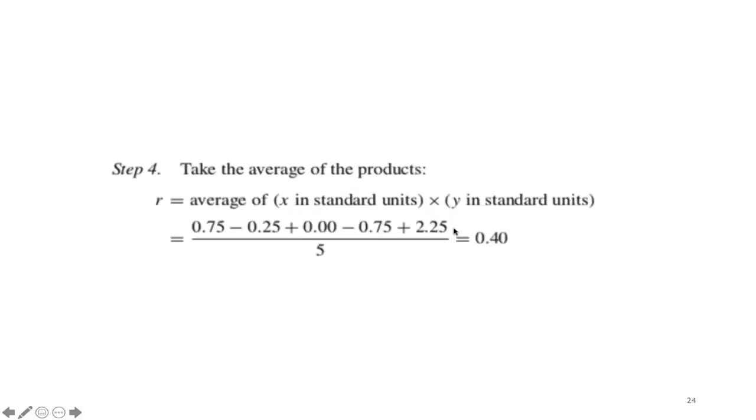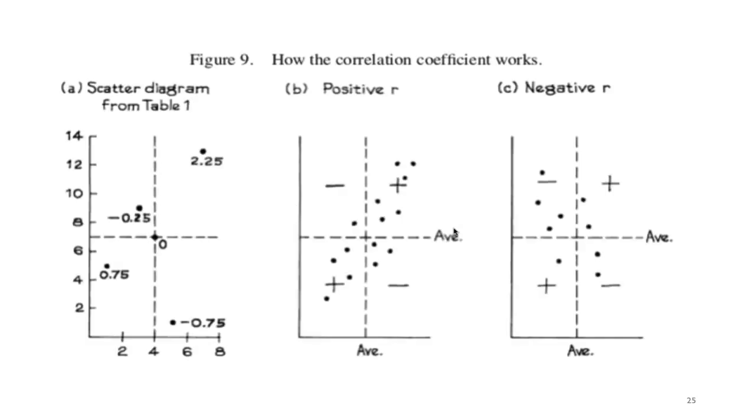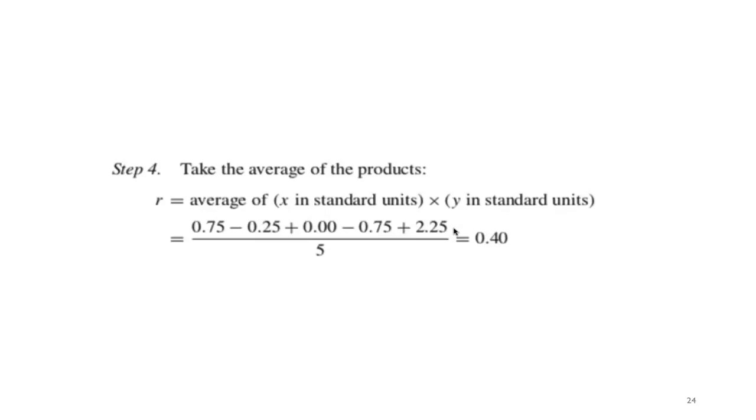This is a positive correlation coefficient of 0.4. So this says that there's a correlation, but it's a weaker correlation, but it's a positive correlation. That means that as x goes up, y tends to go up as well.